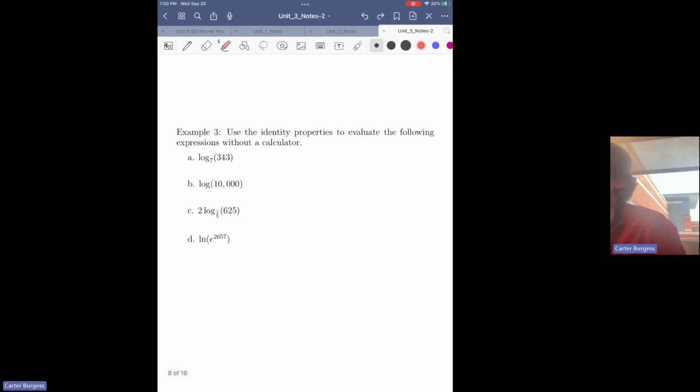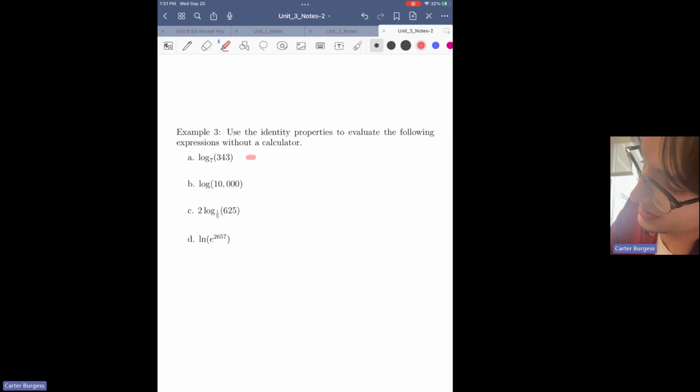So for instance, in this case, we were trying to use the identity properties to evaluate the following expressions without a calculator. In other words, we are trying to rewrite each of our inputs as a power of the base that we are given. All right. So looking at log base 7 of 343. How can I write 343 as a power of this base, as a power of 7? 7 cubed. Very good.